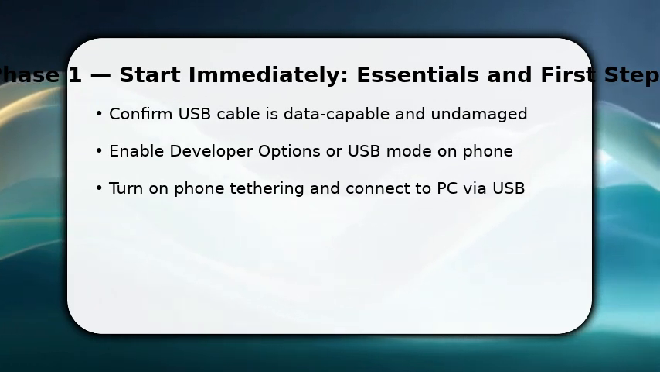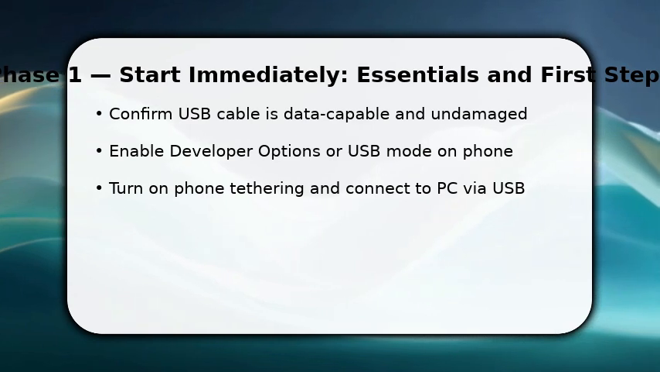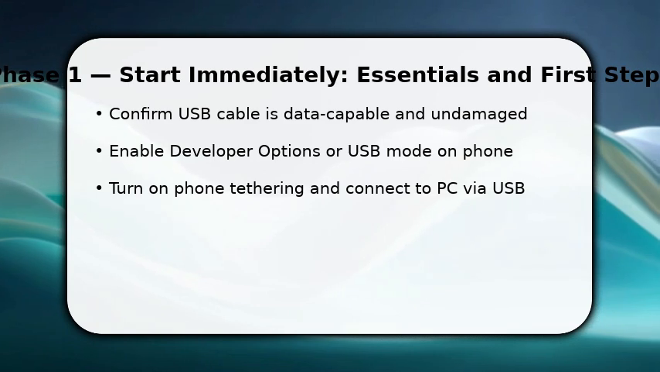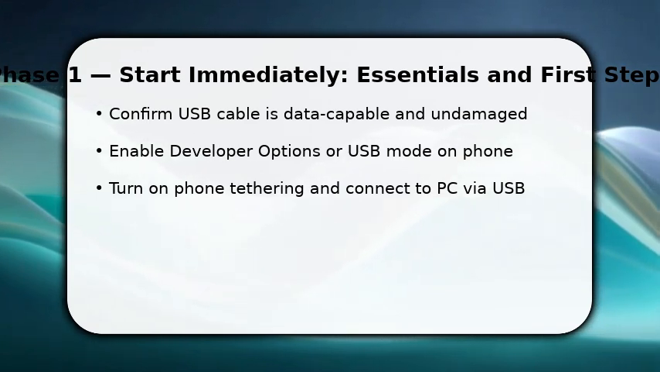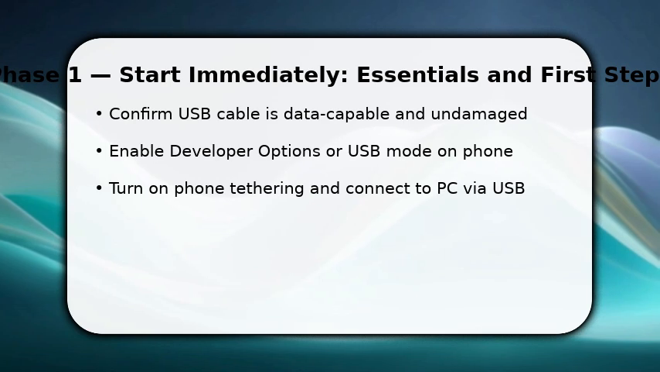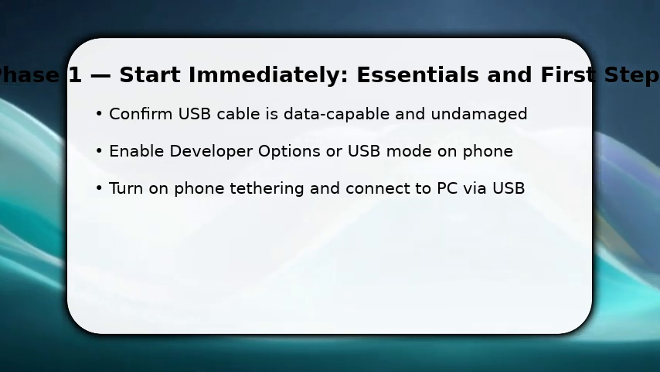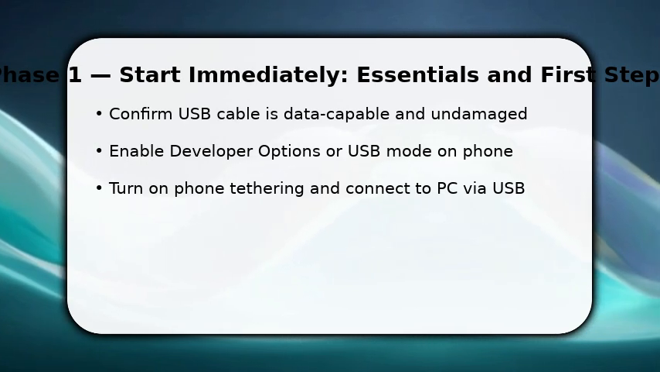On Windows, open Network Connections. On Mac, check System Preferences Network. This step creates the interface. It must appear before drivers. If the interface is missing, toggle the cable and USB mode. You want the OS to detect a new network adapter. Then proceed to driver and configuration steps.